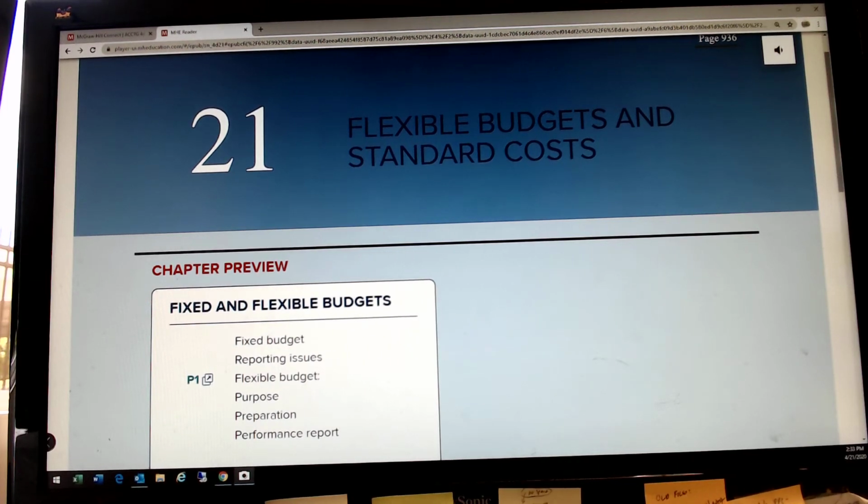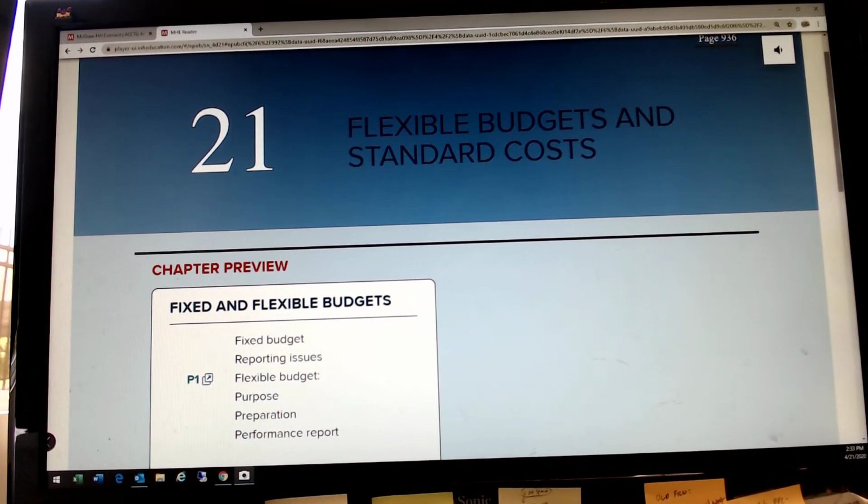Well, hi guys. We're going to start chapter 21, which is the second chapter in this three-chapter set dealing with budgets. Hopefully, if you've had a chance to take a look at chapter 20, dealing with the budgeting process and the order in which budgets are prepared, starting with the sales budget and working its way down.